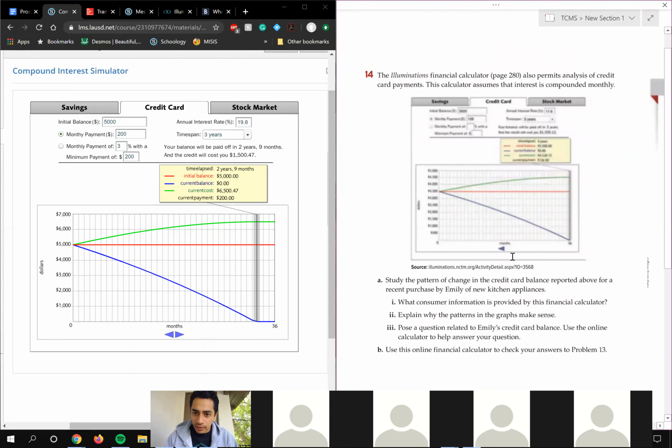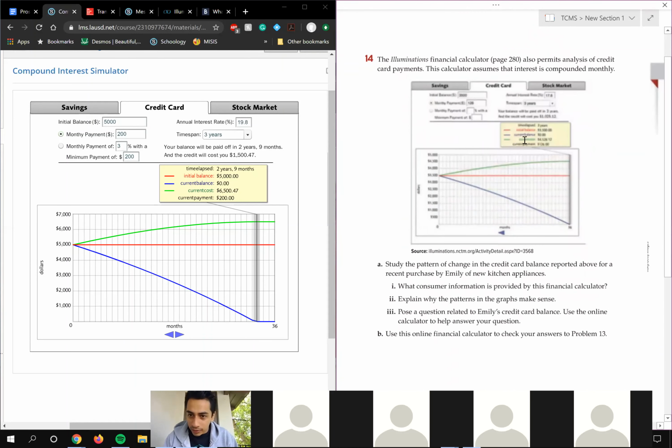All right. So here's a bad picture of the same thing that we have here on the left. The Illuminations financial calculator permits analysis of credit card payments. The calculator assumes that interest is compounded monthly, right? That's good because that's what we are assuming as well. It studies the pattern of change in the credit card balance reported above for a recent purchase by Emily of new kitchen appliances. So I know it's kind of hard for you guys to see. Let me go ahead and change the values.